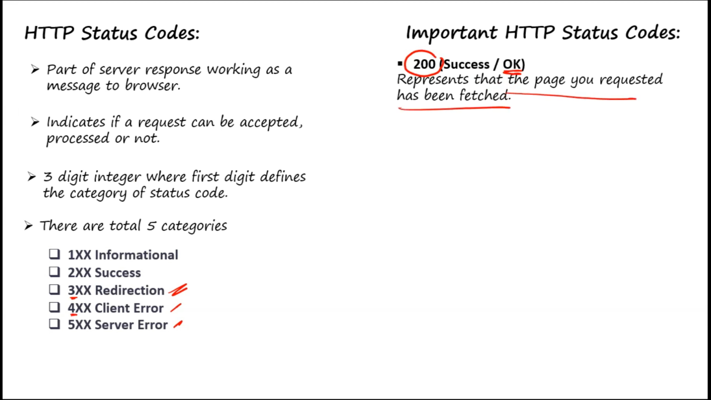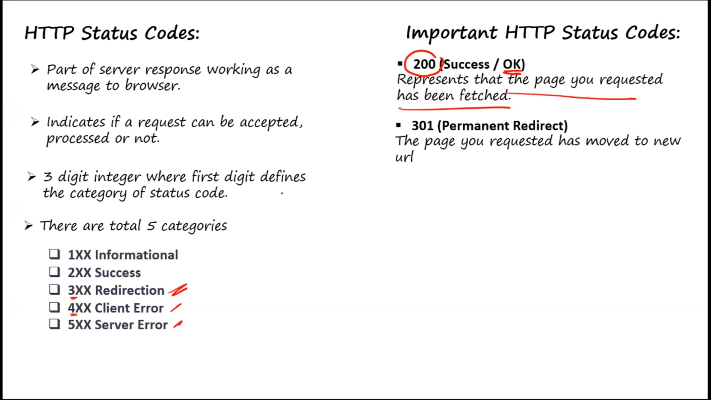Then another could be 301, permanent redirect. It shows that the URL has been redirected to some other URL. The web page has been moved to a new URL. Earlier, the web page was, suppose, wikipedia.com. Now they have moved to wikipedia.dev, for instance.